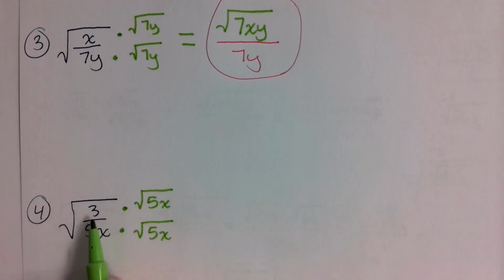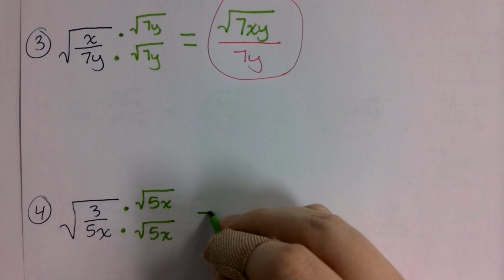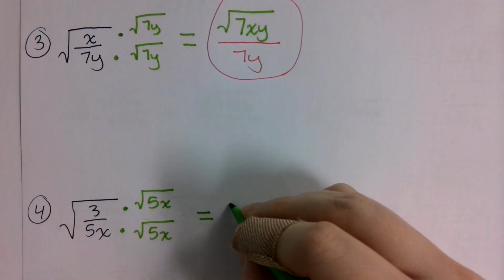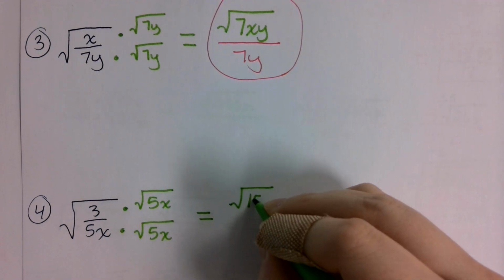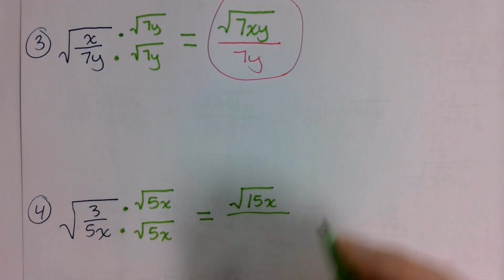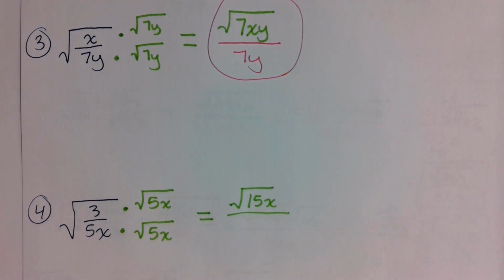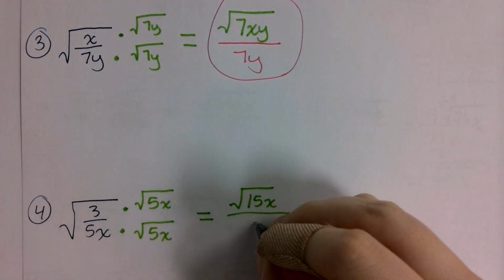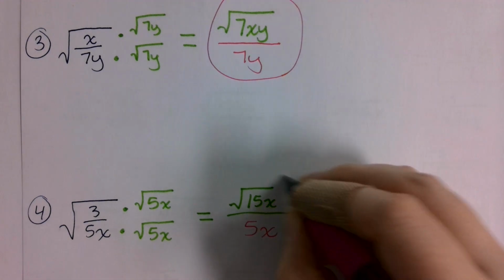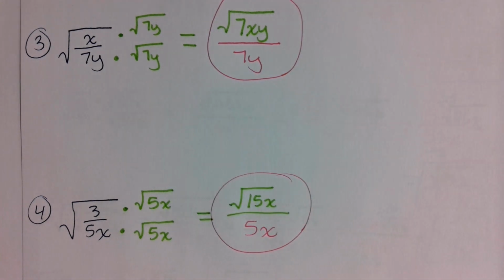Okay, what's the square root of 3 times square root of 5x going to give us? Square root of 15x. Good. And then what is the square root of 5x times the square root of 5x? 5x. That's it. It's not too hard, right? Not too bad. Okay, let's get back onto the notes.